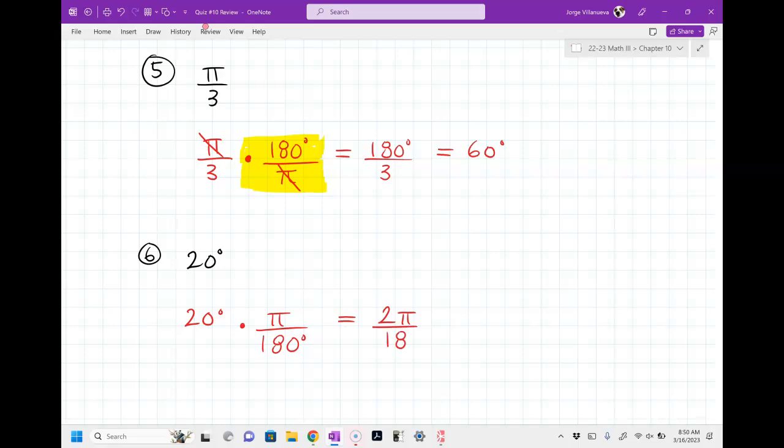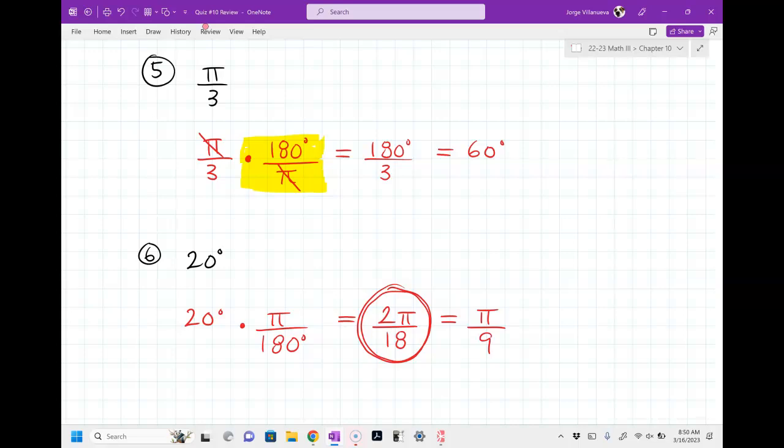Okay? And then from there, I reduced 2 over 18. That's 1/9, right? So that would be pi over 9. And a lot of people were wondering, like, where did this come from? Why did we have to do that? Remember, when I was teaching this to you guys, I wasn't using a calculator, right? So I was reducing myself.